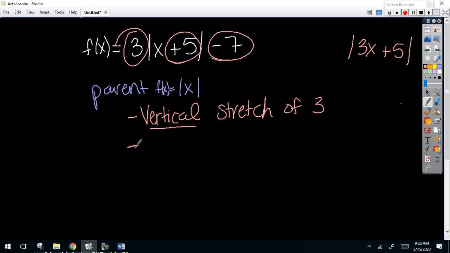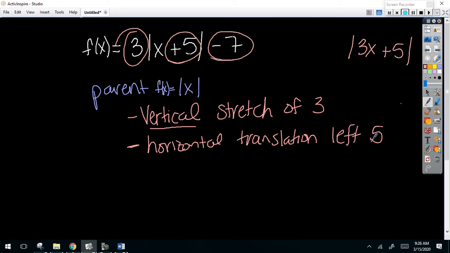The 5, again, that's hooked to x. That's inside. It's different than the negative 7 that's on the outside. So that's going to be horizontal. It's a horizontal translation. Remember, everything x is kind of wonky. It goes the opposite way of what you think. So I'm adding it, but it's actually going left 5. Again, that little third sheet will really help you identify these transformations and what the function is doing at this point.